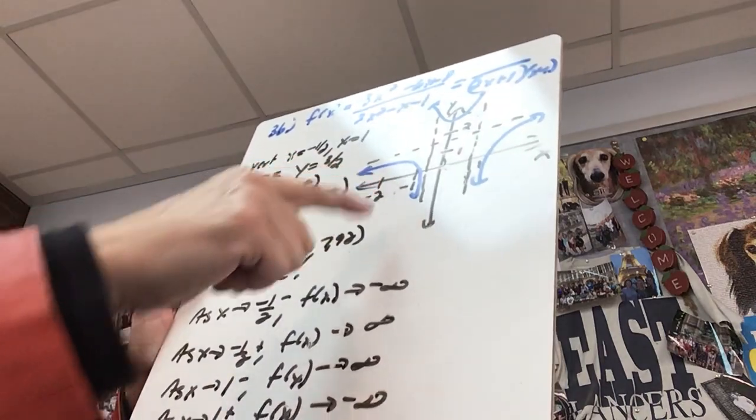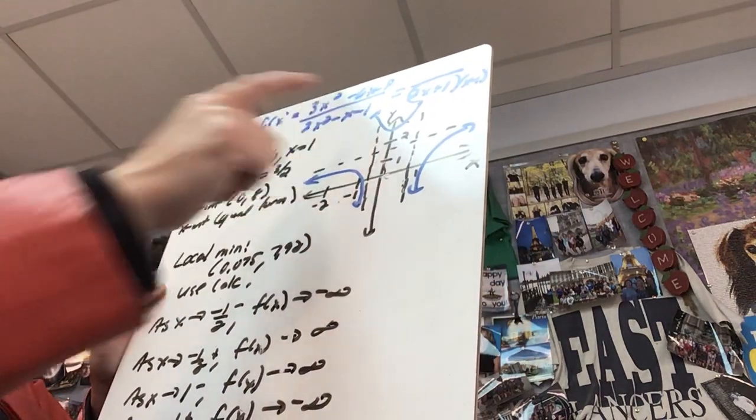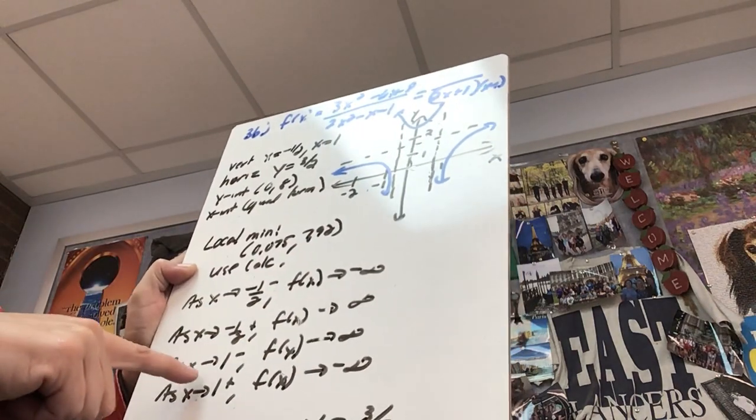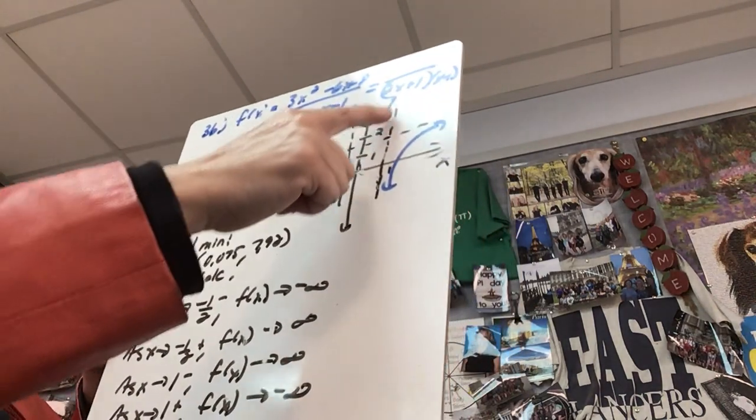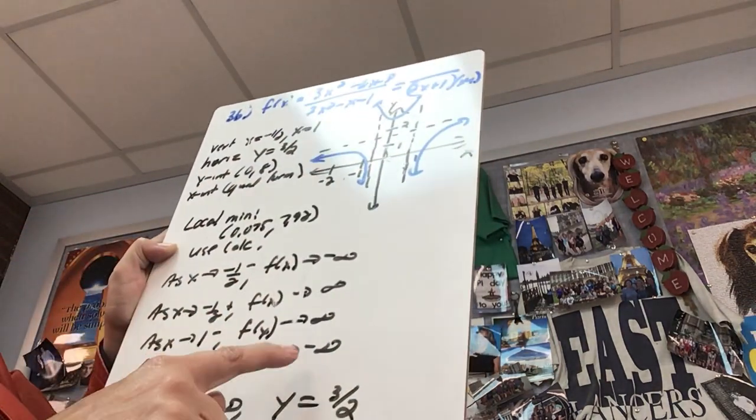All right, so how do I describe my behavior? As x approaches negative 1/2 from the left, f of x goes to negative infinity. As x approaches negative 1/2 from the right, it goes to positive infinity. As x approaches 1 from the left side, it goes to positive infinity. And as x approaches 1 from the right side, it goes to negative infinity.